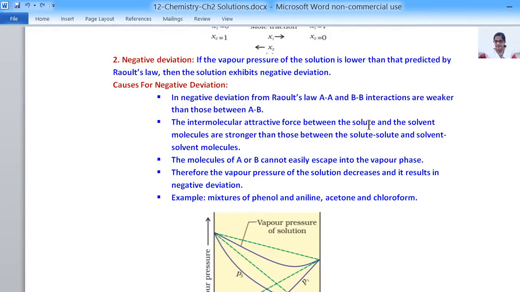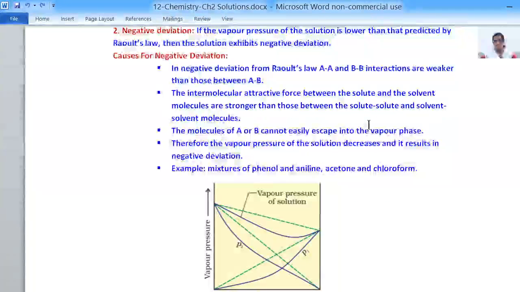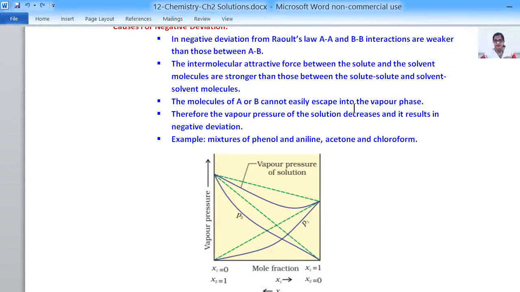Next, we will see the graphical representation for negative deviation. Always, whether it is positive deviation or negative deviation, first you should draw the graph for an ideal solution. So you already know vapor pressure along the y-axis and mole fraction along the x-axis. We will have three plots, P1 versus Chi1 and P2 versus Chi2. This is the line for P2 versus Chi2, and this is the total pressure. In the P1 versus Chi1 graph, the expected vapor pressure is shown by the dotted lines, but actually our vapor pressure shows negative deviation. So our vapor pressure is much lesser than that predicted by Raoult's law.